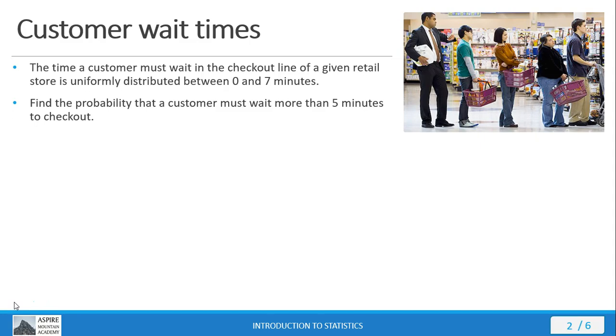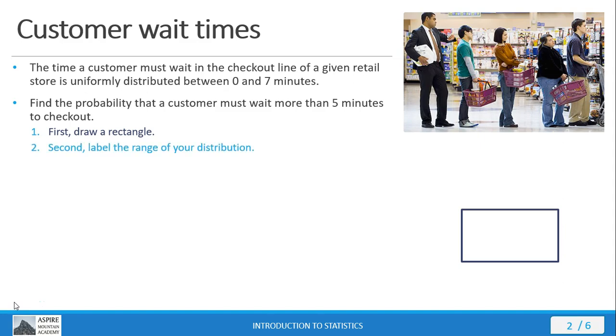The time a customer must wait in a checkout line for a given retail store is uniformly distributed between 0 and 7 minutes. We're asked to find the probability that a customer must wait no more than 5 minutes to check out. To solve this the old school way, the first thing we're going to do is draw a rectangle. So here I draw my rectangle. This is the shape of my uniform distribution.